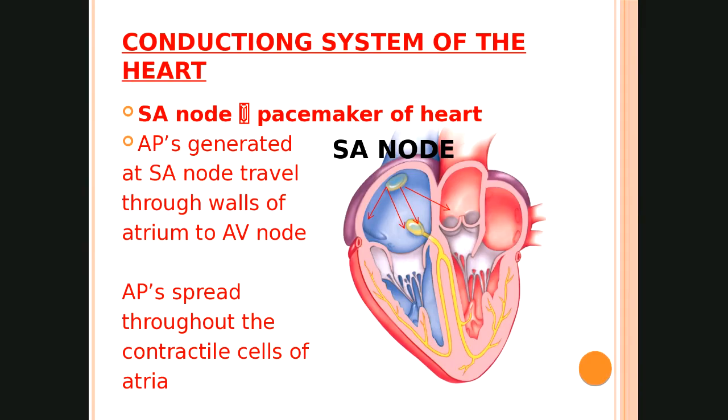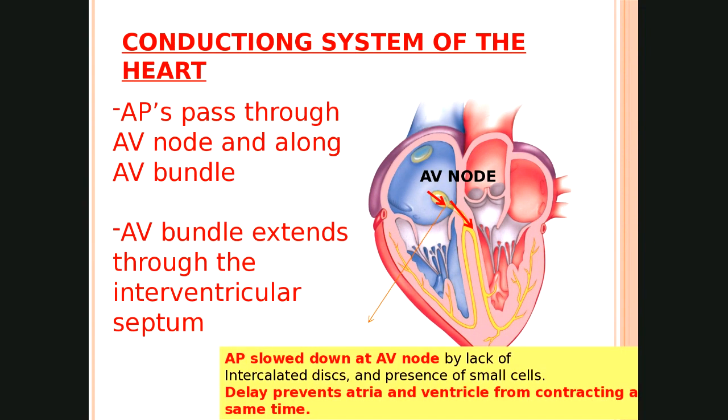Okay, so let's do this again. First, the nodal cells that create the signal, the pacemaker cells, the pacemaker of the heart, are the cells of the SA node. From there, the signal travels to the AV node, and the AV node is going to delay the signal. There are two reasons why the AV node delays the signal: the cells are small, and they have few intercalated discs.